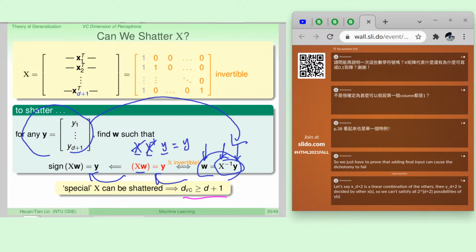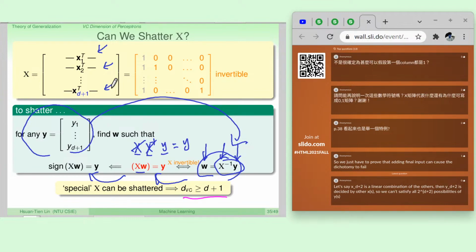Can we explain the mathematical notation again? What does this X matrix mean, and why can it be written as a 0-1 matrix? Okay. Now, what does X matrix mean? X matrix just gathers the input vectors that we want to consider in its rows. Every row contains an input vector.